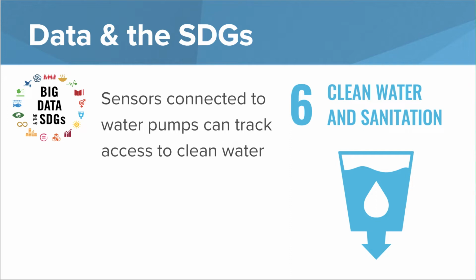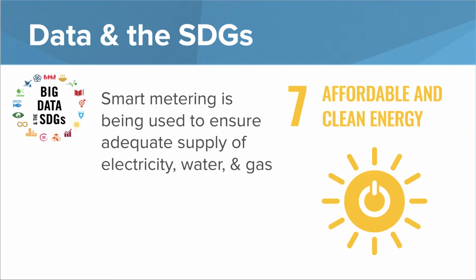For the sixth SDG, which is clean water and sanitation, sensors are being used by connecting them to water pumps, which allow us to track access to clean water and avoid the use of waters that contain harmful toxins. The seventh SDG is affordable and clean energy. For this goal, smart metering is being used to allow utility companies to increase or restrict the flow of electricity, gas, or water in order to reduce waste and ensure that there is enough supply during peak periods.